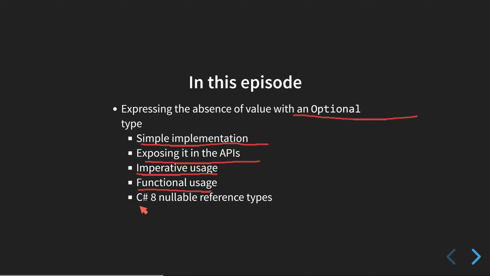And we'll take just a final look at C# 8, which introduced the nullable reference types. So I'm not going into much detail, but just give my 2 cents regarding this new feature and how it impacts doing something with the optional type.